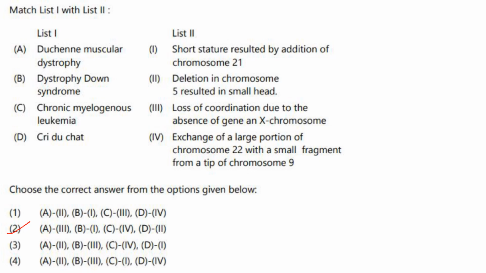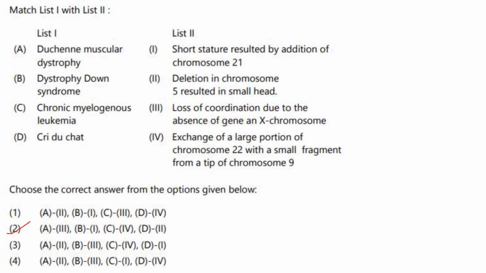Then next one, you have to match the following. Duchenne muscular dystrophy is loss of coordination due to the absence of gene on an X chromosome. So A3, that is found in option 2 only. So your answer is option 2. We will see the others also.